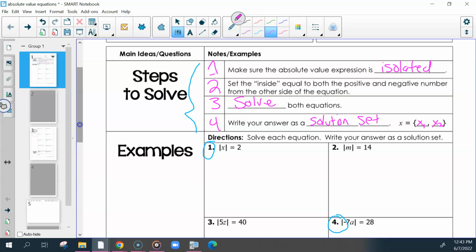Guys, make sure you're writing this down.